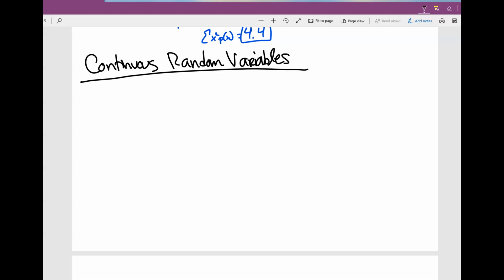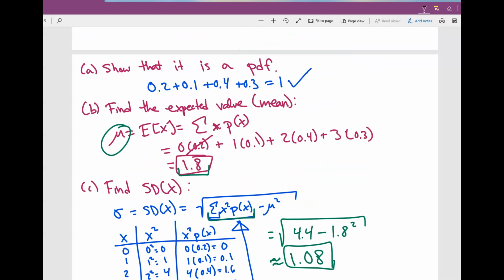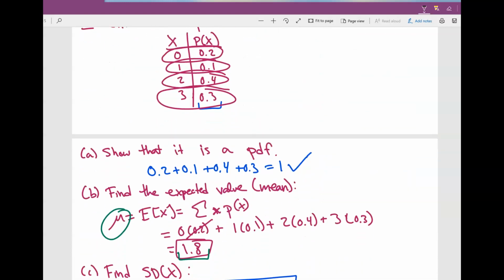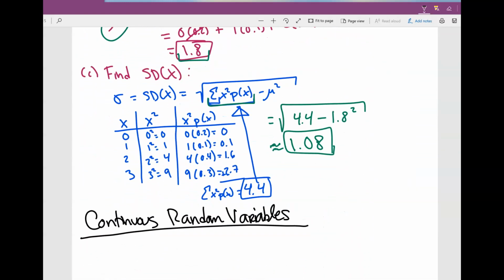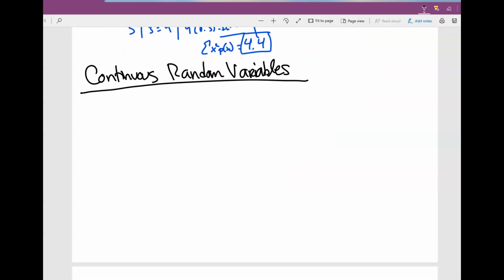In this video, we're going to talk about continuous random variables. So what we've been doing so far have been discrete random variables, because everything was done in terms of a table. So everything was discrete. We basically had particular numbers with probabilities. Now we're going to deal a lot with continuous random variables.